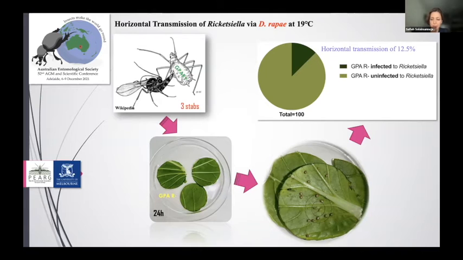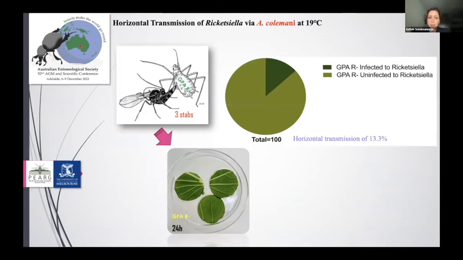12.5% with Rapier. Also, we checked whether Colemanni can transmit Rickettsia in GPA, and we saw that there is a horizontal transmission of 13.3% in GPA with Colemanni.